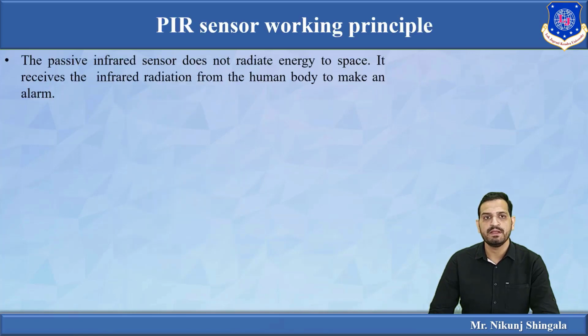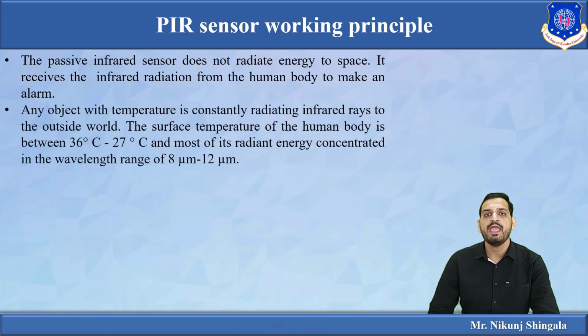PIR sensor working principle. Okay, a passive infrared sensor does not radiate energy into the space like in the case of an IR sensor, but it receives the infrared radiation from the human body to make an alarm. Okay, any object with a temperature is constantly radiating some energy, so infrared rays. Okay, the surface temperature of the human body is between 27 degrees to 36 degrees Celsius. Okay, and most of its radiant energy is concentrated in the wavelength of 8 micrometers to 12 micrometers. So this is the wavelength of that radiant energy.